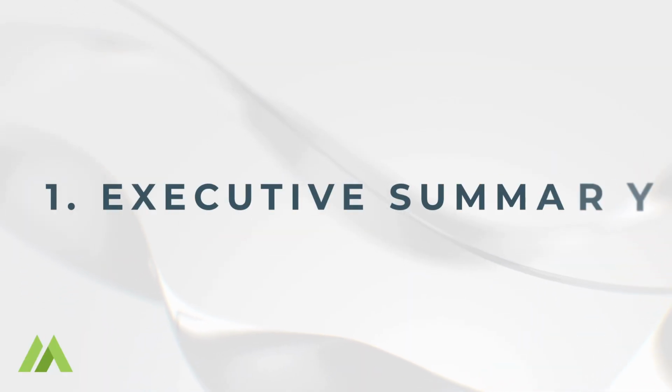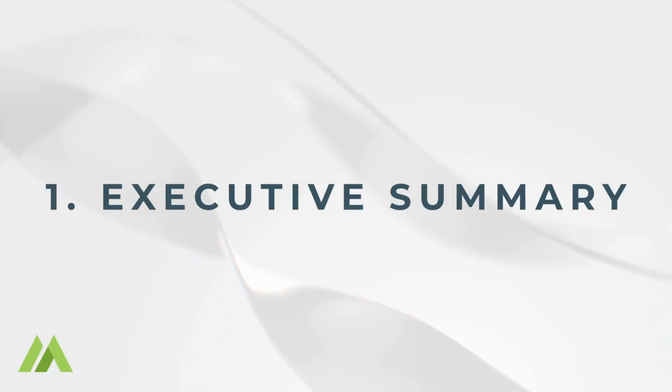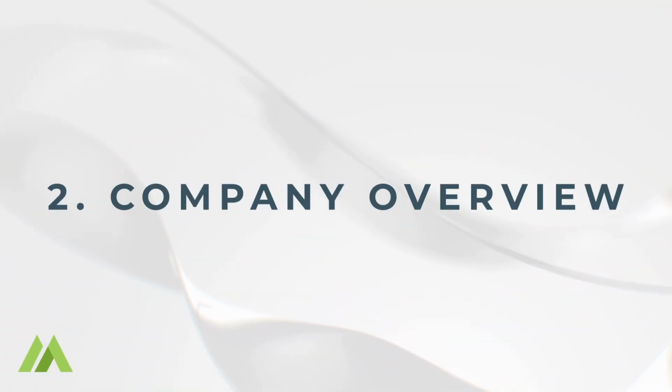The first section of a CIM is generally gonna be the executive summary. This is gonna give you a brief background on the business and an overview of how long the owner has been there and maybe their day-to-day activities. You should definitely spend a little bit of time here, but it shouldn't be more than maybe a minute or two. The next section is gonna be their company overview.